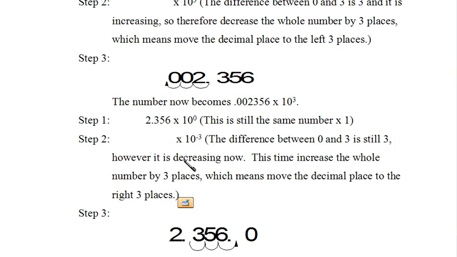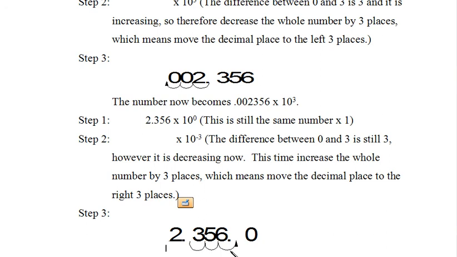Now let's say I want to do it as times 10 to the minus 3. So again, I start with my 2.356 times 10 to the 0. This is still the same number, times 1. I write my new exponent underneath it. I compare the exponents. So from 0 to minus 3, it's still a change of 3, but this time I'm going smaller. So I have to make this bigger by 3 places.